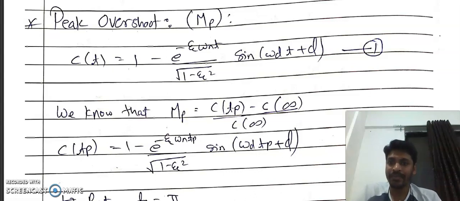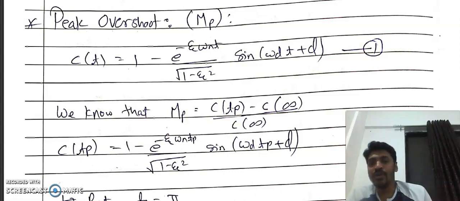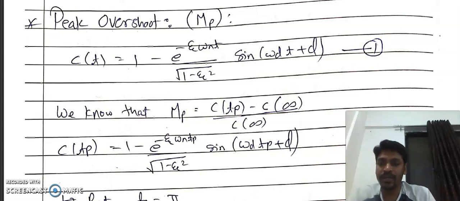So let us start with peak overshoot. The response of the second order system to the unit step was 1 minus e raised to minus zeta omega n t divided by root of 1 minus zeta square, sine of omega d t plus phi. Now what is peak overshoot? Mp is nothing but the value of the response at peak time minus the value of the response at infinity, divided by the value of the response at infinity.